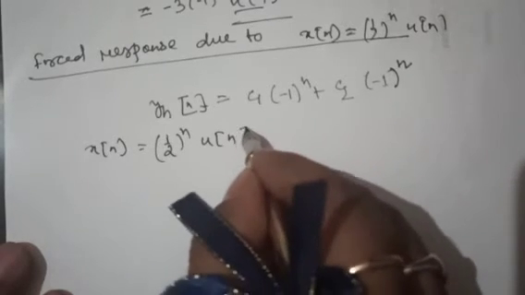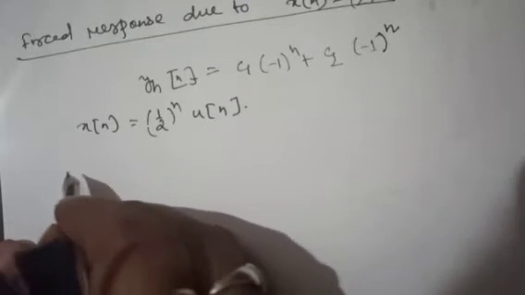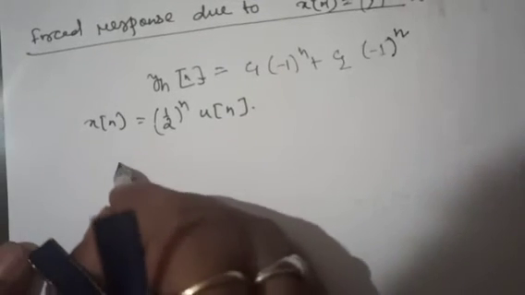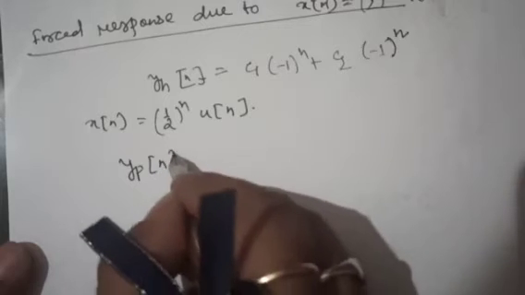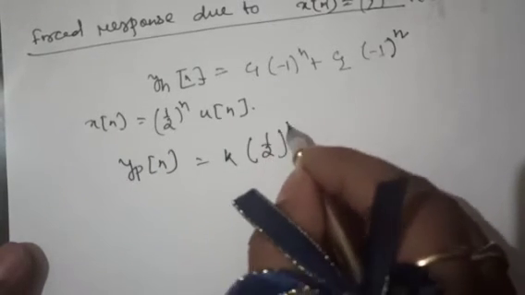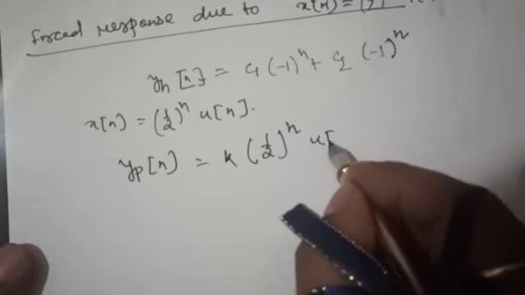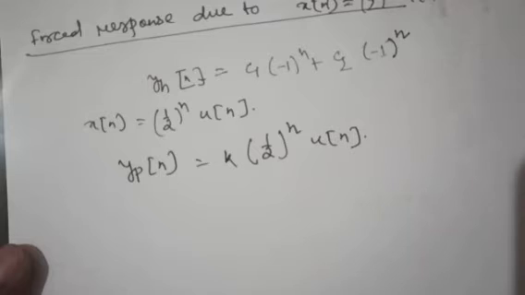Now the input is x(n) = (1/2)^n u(n). So the particular solution, say y_p(n), will be some constant k times (1/2)^n u(n). That will be the particular solution.